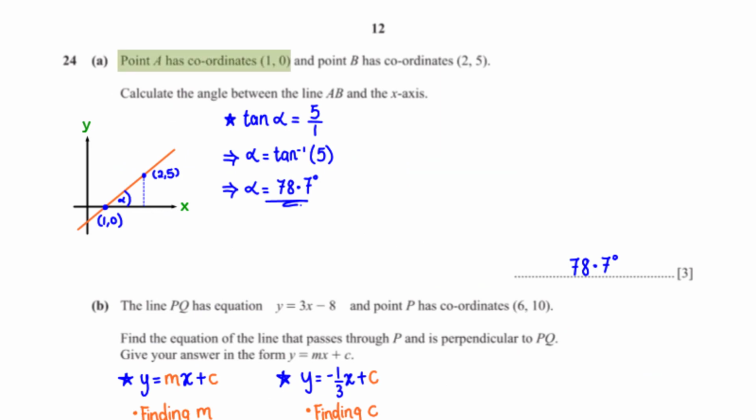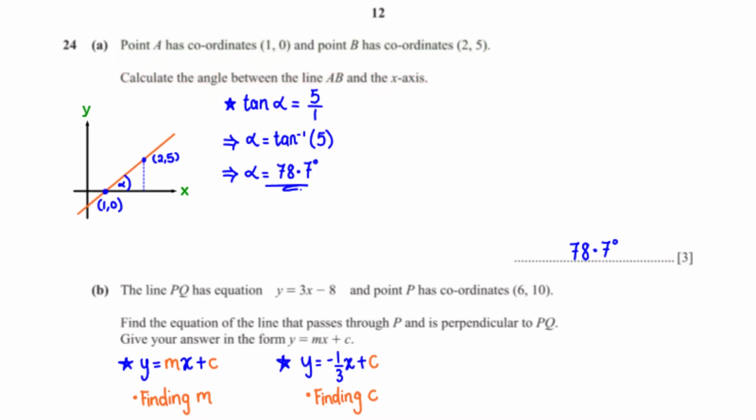Point A has coordinates 1, 0 and point B has coordinates 2, 5. Calculate the angle between the line AB and the x-axis. So from the illustration, we see that we have a right angle triangle scenario, and so to find the angle between the line AB and the x-axis, which we've labeled as alpha, we apply SOHCAHTOA, and that means that we have tan alpha equals 5 over 1. And when we make alpha the subject of the equation, we get tan inverse of 5. And when we type this into the calculator, we get the value of alpha as 78.7 degrees, correct to 1 decimal place.